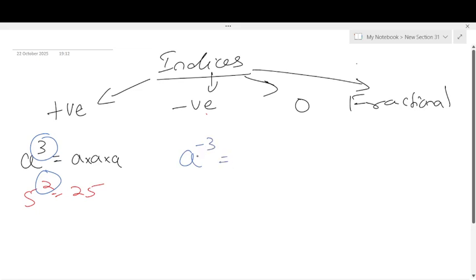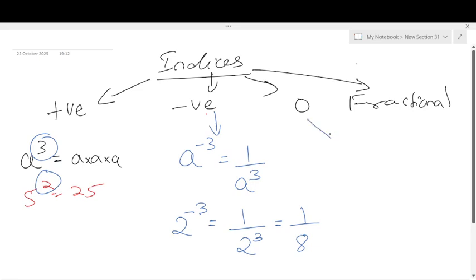Next, negative index, a to the power of minus 3. Whenever you get a negative index, first you have to convert it into positive. How do you convert? You have to divide 1 by a to the power of 3. Now did it become positive? Yes. So what's the answer for 2 to the power of minus 3? First convert: 1 by 2 to the power of 3, which is 1 by 8. This is known as negative index. Any doubt? Negative index, reciprocal. The main concept is reciprocate and write the value.